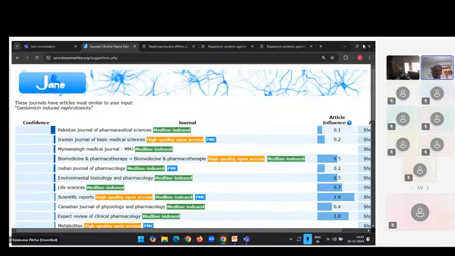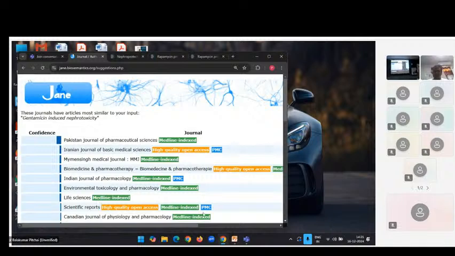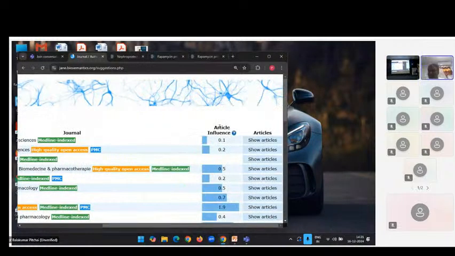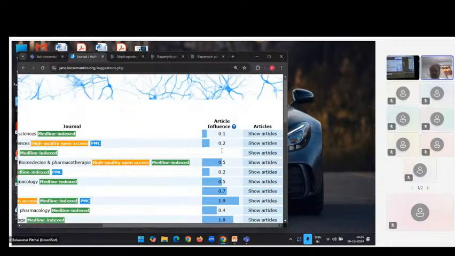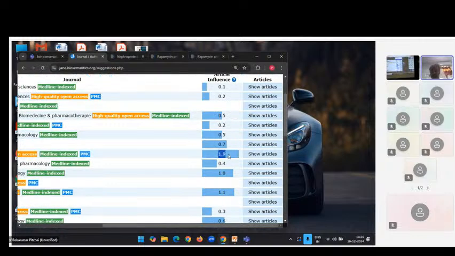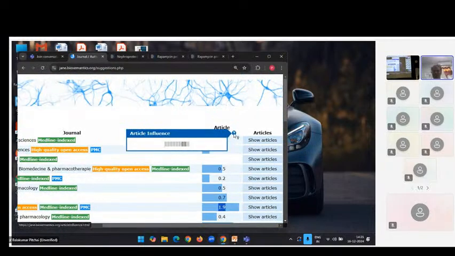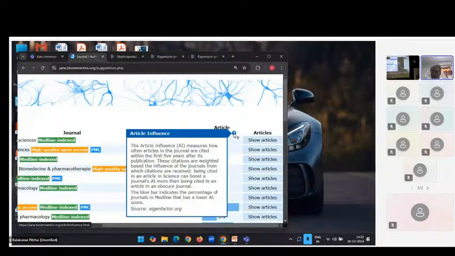Now see here, there is an article influence score. Article influence score for this journal 0.1, this journal 0.2, this journal 0.5. It is 1.9, excellent. So what does article influence score mean? It measures how often the articles in the journal are cited within the first year after publication. So if it is 1.5, it is better than 0.5. If it is 0.5, that is better than 0.1.